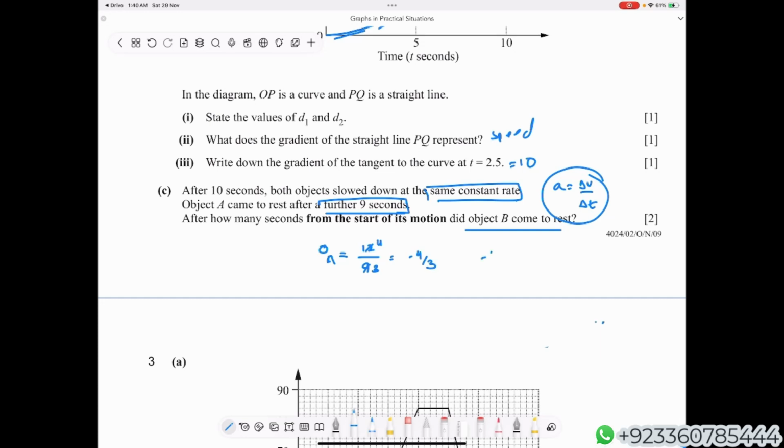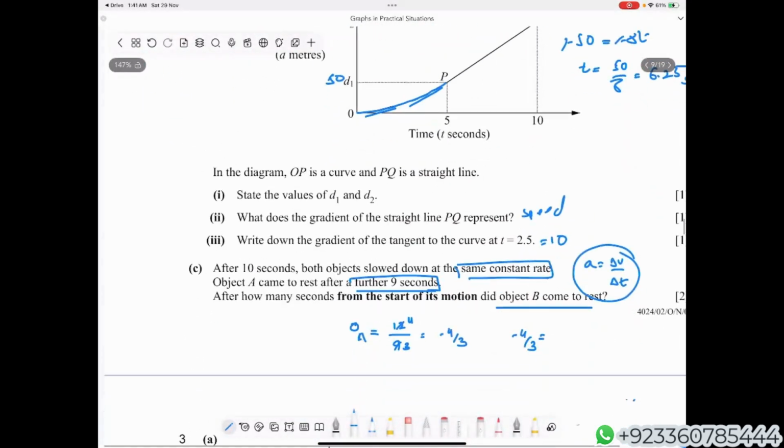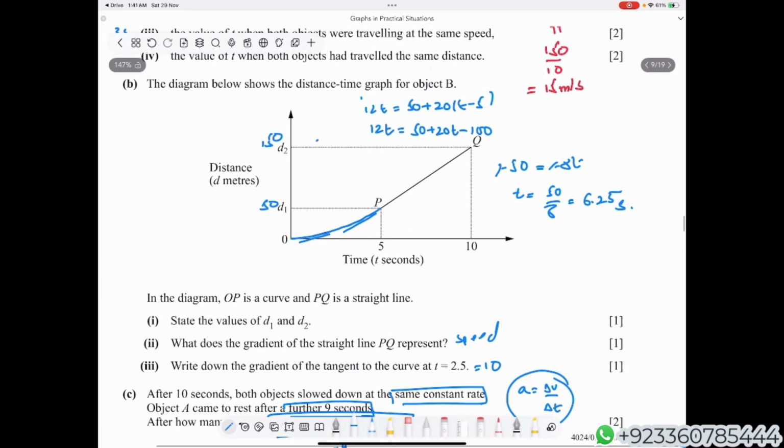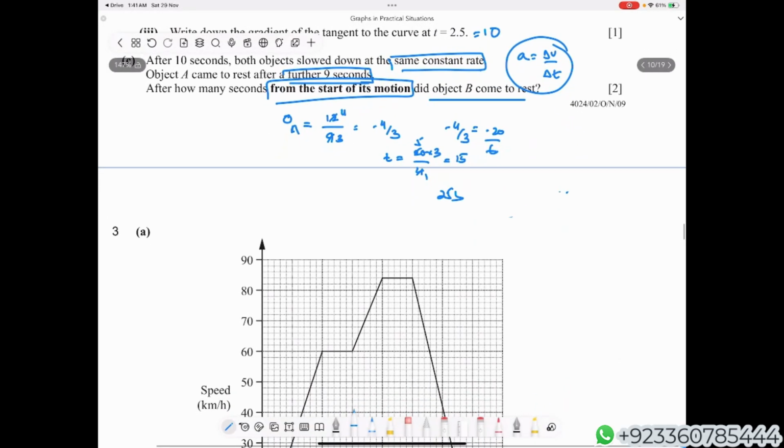Because same constant rate है तो यही acceleration object B की होगी. Object B की change in speed क्या हो जाएगी? Negative 20. So this is going to be negative 20 over t. From here t would equal to 20 into 3 over 4. 4 1s are 4, 4 5s are 20. So t would equal to 15. Now it says from the start of its motion. So 10 plus 15 हो जाएगा. So the answer is 25 seconds. I hope this is clear.